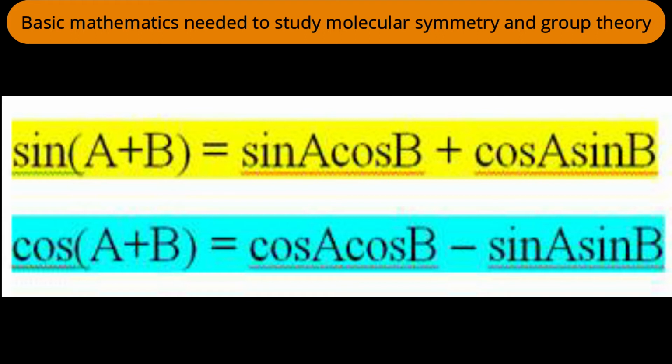Sine A plus B is equal to sine A cos B plus cos A sine B, and cos A plus B is equal to cos A cos B minus sine A sine B. See, in the case of sine A plus B, the functions are changing: sine A cos B, cos A sine B. And in the case of the cos function, it is cos A cos B, function is same, and sine A sine B, function is same. With this difference, you will easily understand, and keep in mind that in cos A plus B, in the answer there is a minus sign: cos A cos B minus sine A sine B.